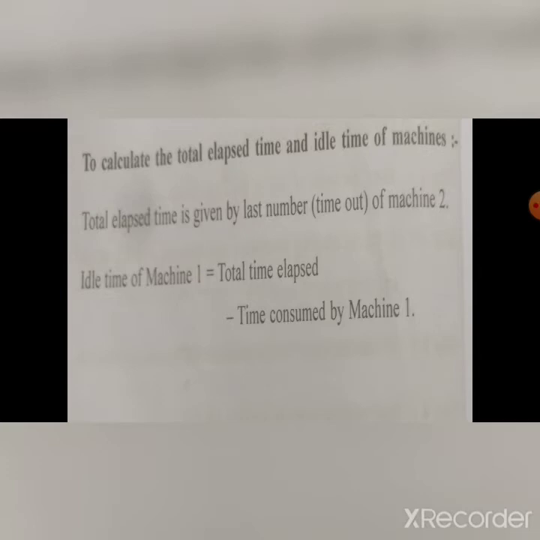So idle time for machine 1, that means the sleeping time of machine 1, is the total elapsed time minus the time consumed by machine 1. So this will give the total idle time for machine 1. Similarly we get the idle time for machine 2.